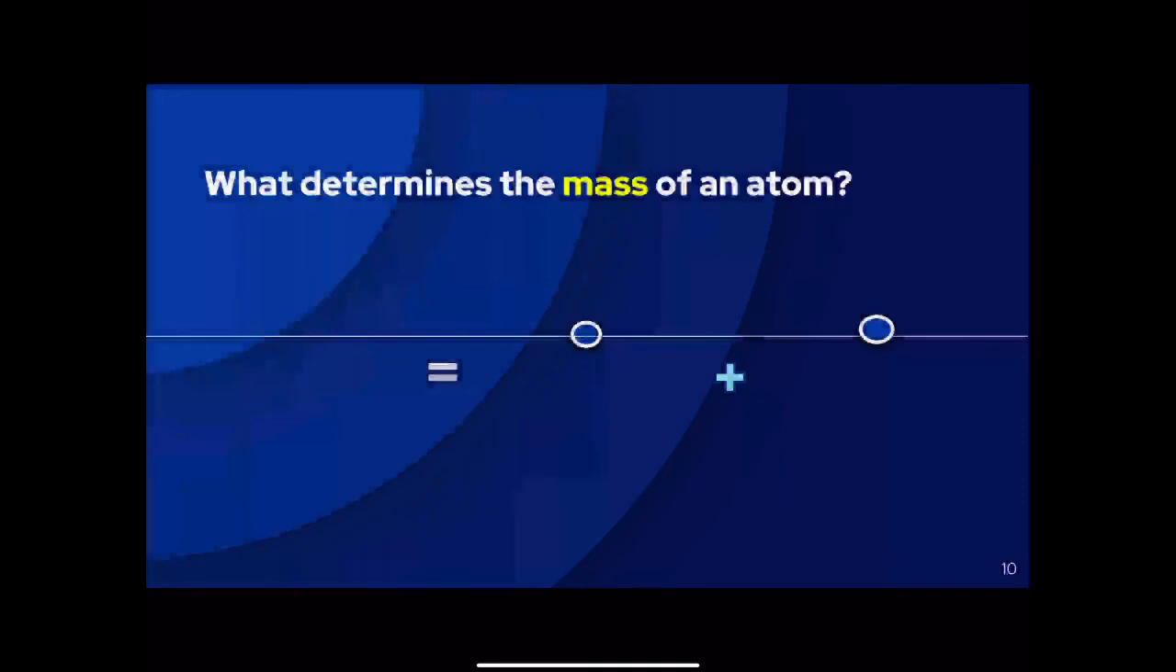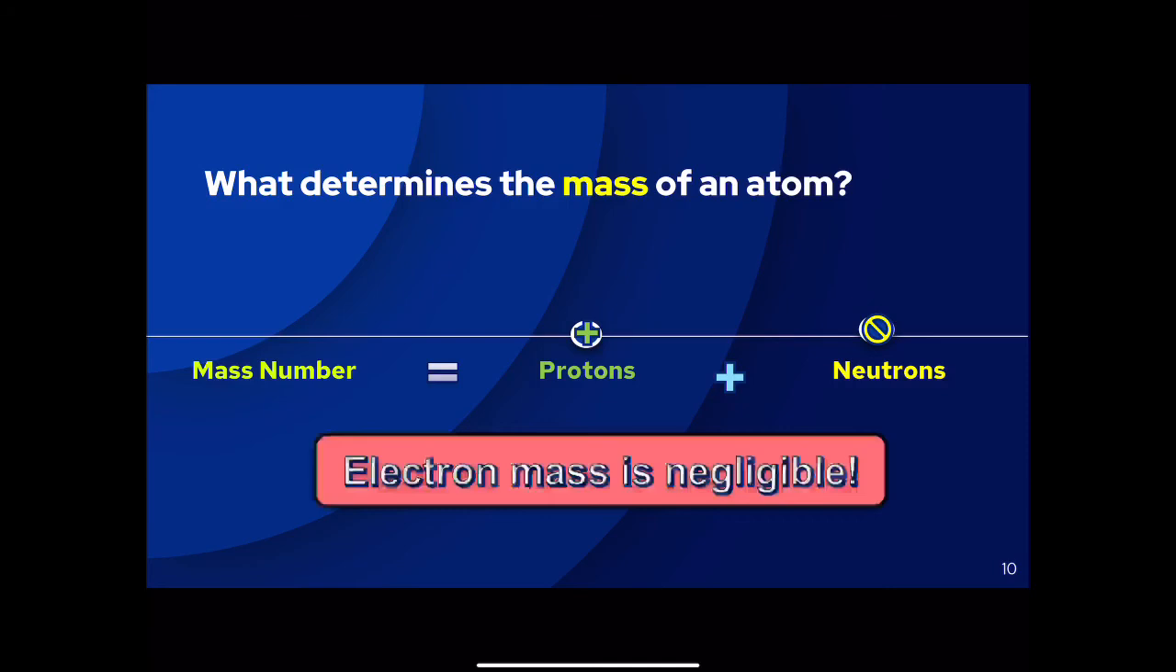So what determines the mass of an atom? Well, the mass number is calculated using the 2 subatomic particles that we discussed that have a relative mass. So that would be the protons and the neutrons. The mass of the atom is concentrated in the nucleus because that's where the protons and neutrons are located. Remember, the electron mass is negligible. It is approximately 1,800 times smaller than a proton. So we can disregard it from any calculations involving the mass of an atom.